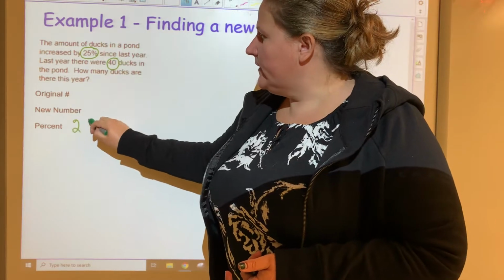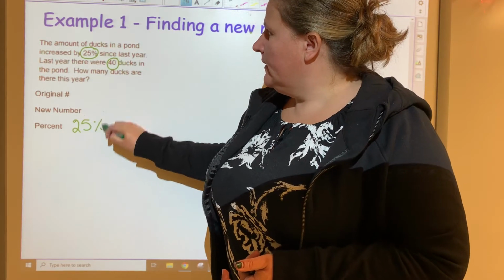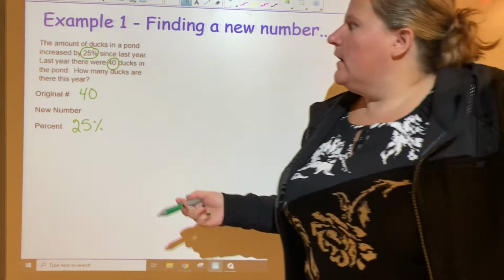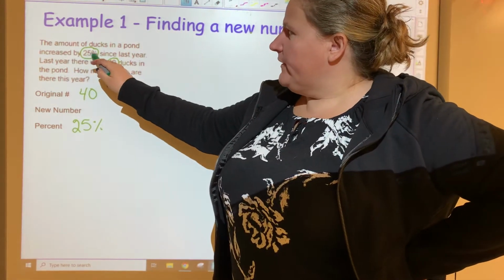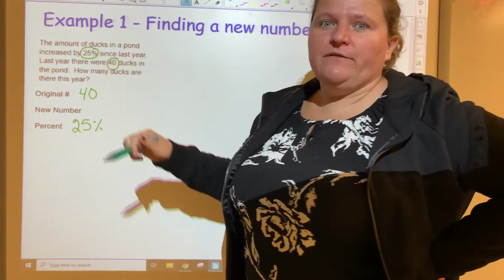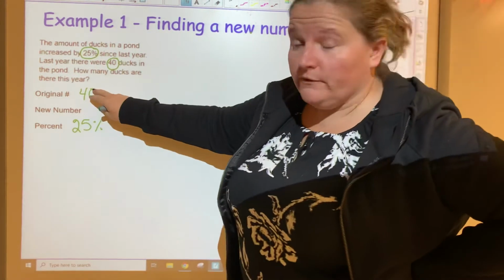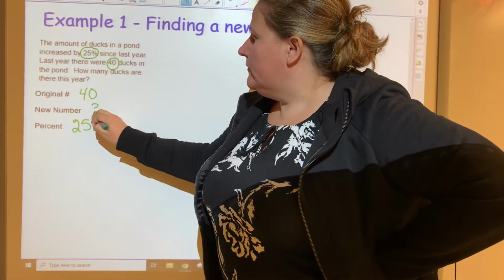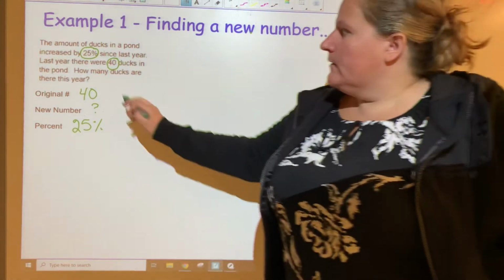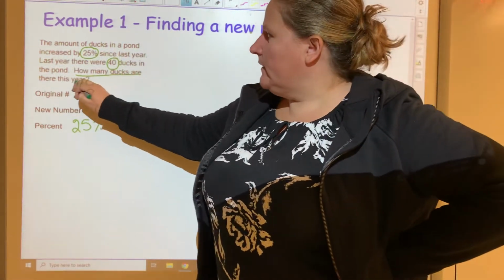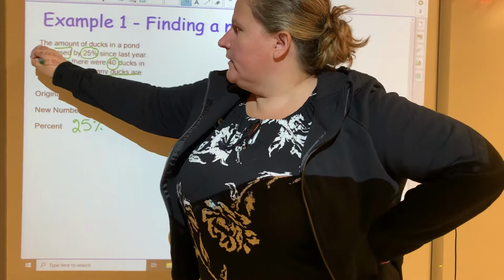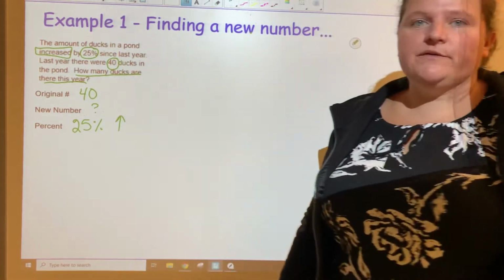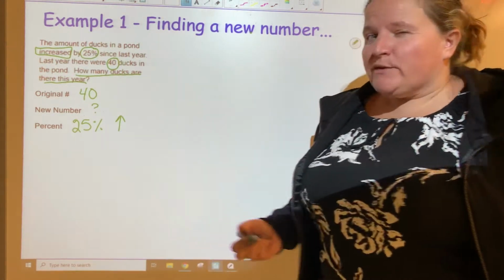So I have my percent. I have my original number, because that's what it said last year, there were 40. And it's 25% since last year. So my 25% is being applied to the 40, which is gonna be my original here. So we're trying to figure out what that new number is. That's what my question is asking me. I'm gonna box the word increase because that's telling me which way I'm going. It's going up by 25%. So like I said, there's a couple ways we could do this.